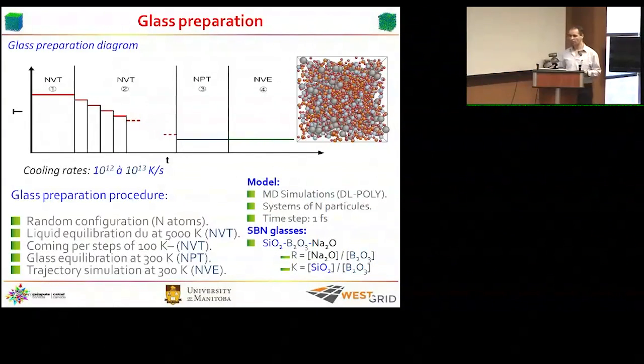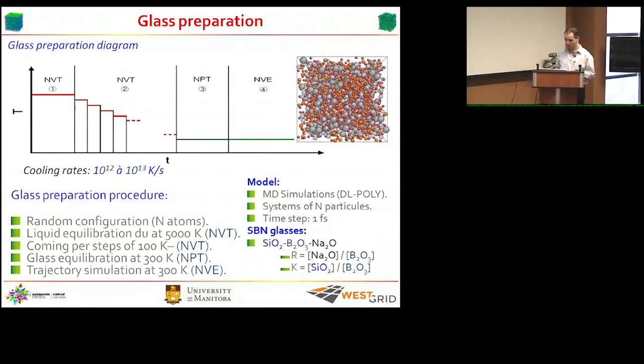Numerically, or using molecular dynamics simulation, it's almost the same. So we start from an initial configuration, which is a random configuration, according to the composition we want to simulate. Then we run the simulations at very high temperature, here using NVT ensemble. At very high temperature, we obtain a liquid. Then we start to decrease the temperature step by step until we reach temperature 300 Kelvin, for example.